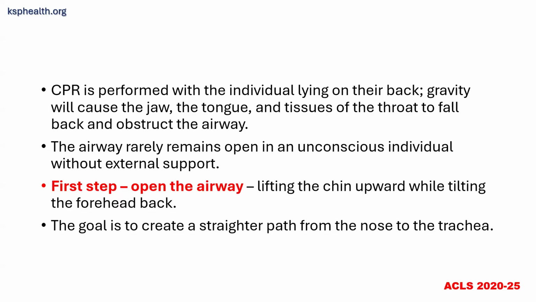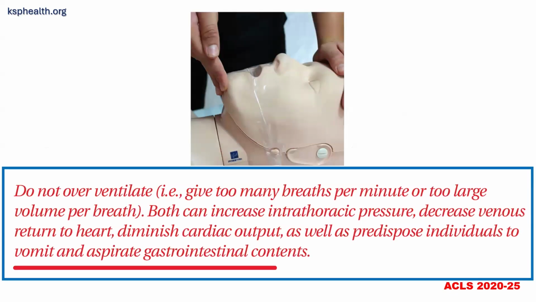So, the first step is to open the airway, lifting the chin upward while tilting the forehead back. Head tilt and chin lift, as long as there is no suspicion of spinal cord injury. If you suspect spinal cord injury, you do the jaw thrust maneuver, which we talked about in the BLS course. The goal is to create a straighter path from the nose to the trachea. Another important part, this picture shows head tilt and chin lift that opens the airway.